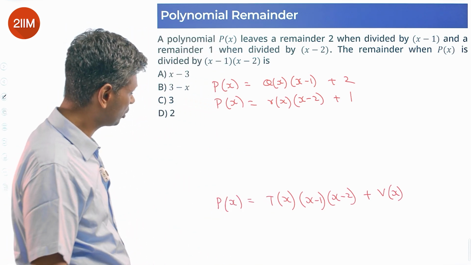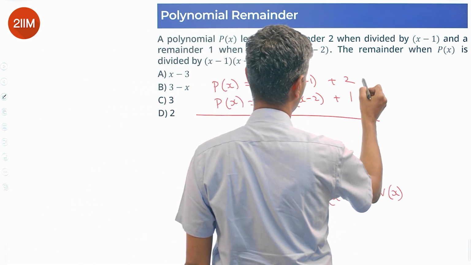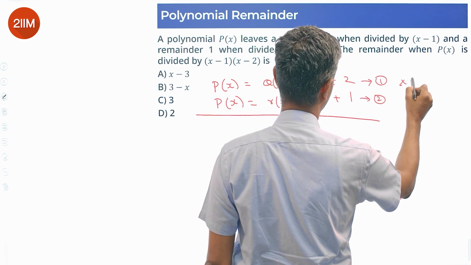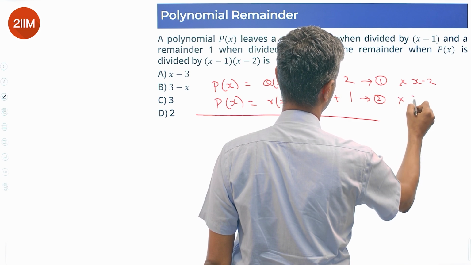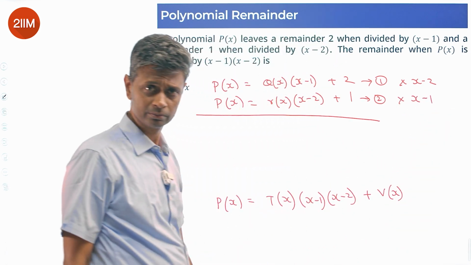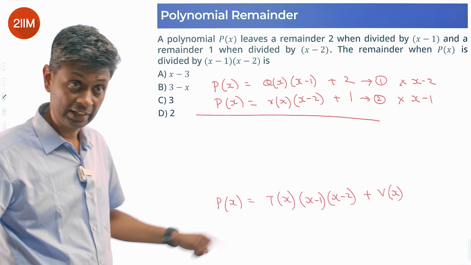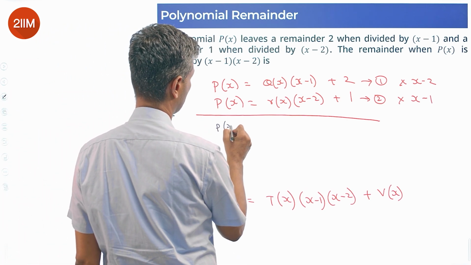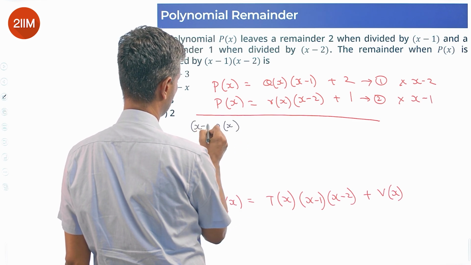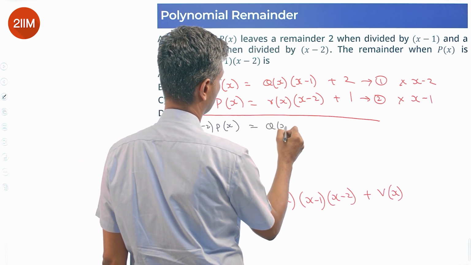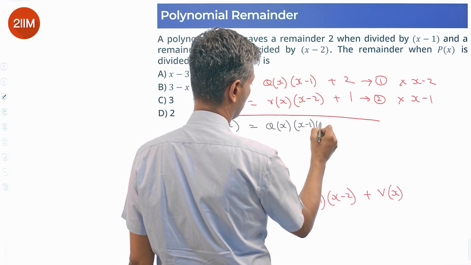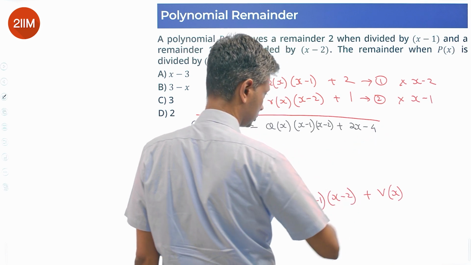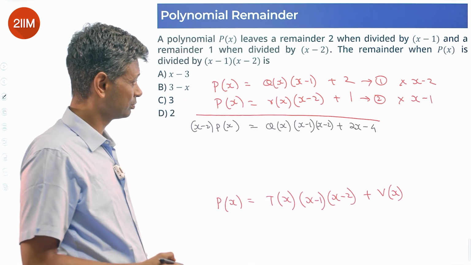How do we do this? We do this with a brilliant method. We call this equation 1, call this equation 2, multiply equation 1 by x minus 2, equation 2 by x minus 1. Remember, this is what we want to achieve in the end. When we do that, what do we get? We get p of x into x minus 2 equals q of x into x minus 1 into x minus 2 plus 2 into x minus 2.